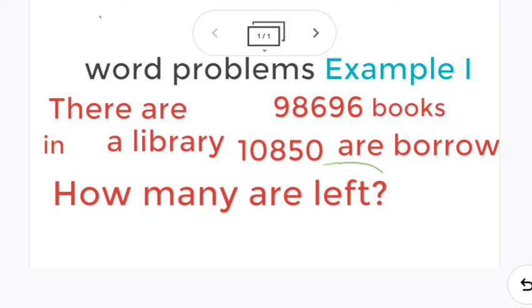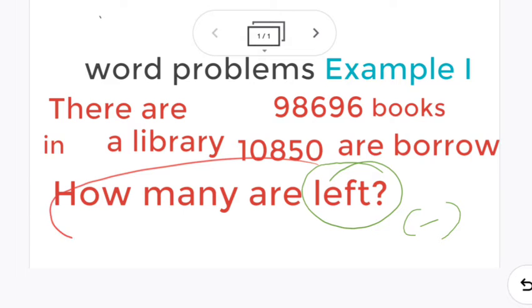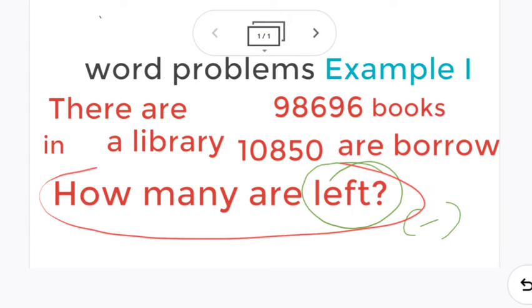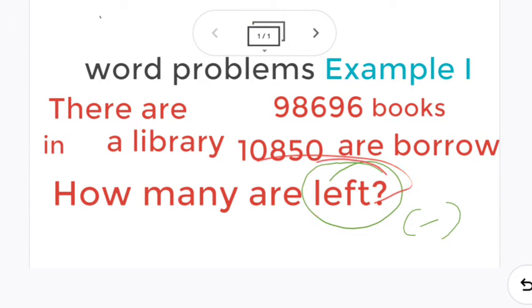So remember the word left, it is a keyword for subtraction. If you see the word left at the end of the question in word problems, then you have to do the subtraction. Even if you don't understand the story of this problem, if you see this word directly, you will know you have to do the subtraction.